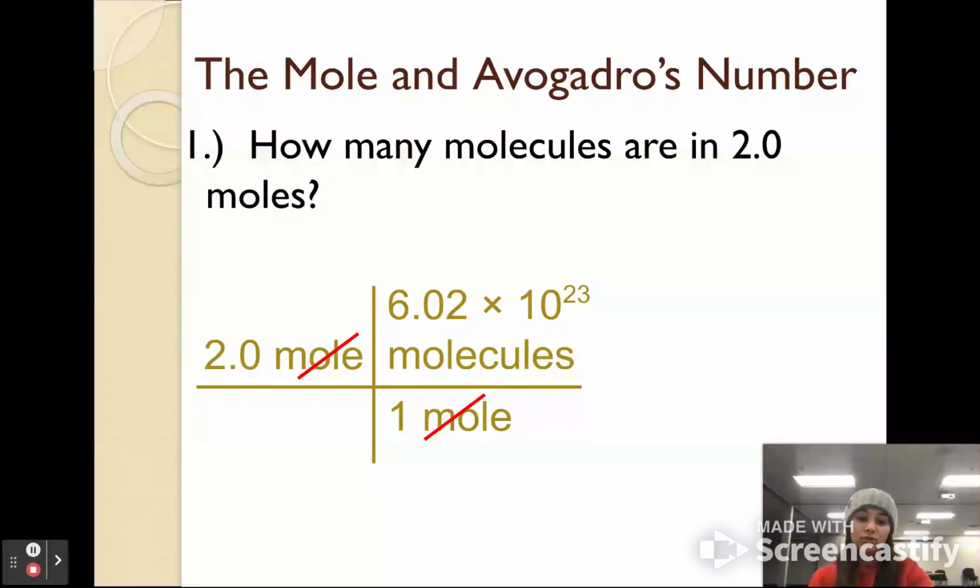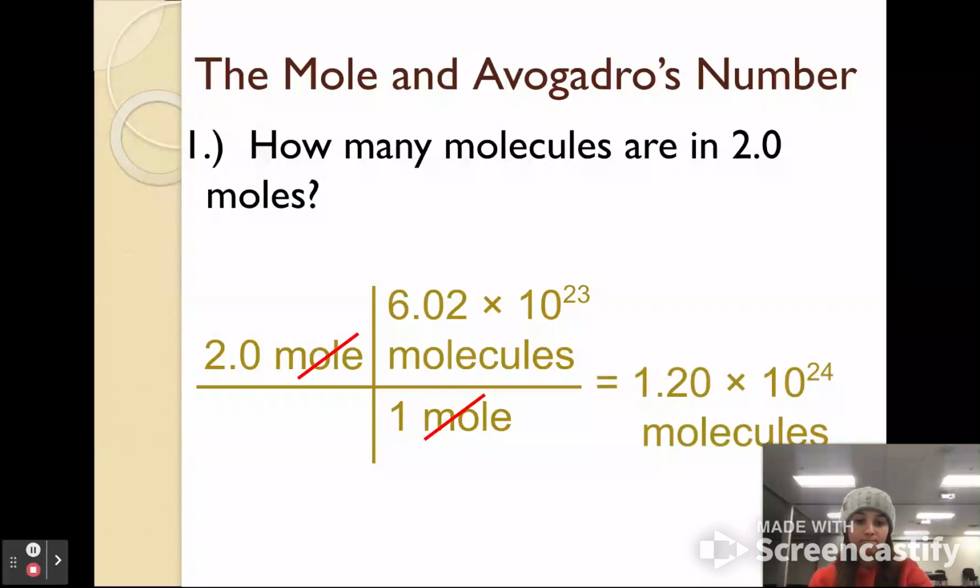Please go ahead, put this in your calculator. Make sure you know how to do this so that when you get to a test, you know how to put it in your calculator. Cool. And I have 1.20 times 10 to the 24th molecules is my final answer. So make sure you got that answer. Make sure you check your answer. Make sure you put it in the calculator right. If you're confused, raise your hand. I will come and help.